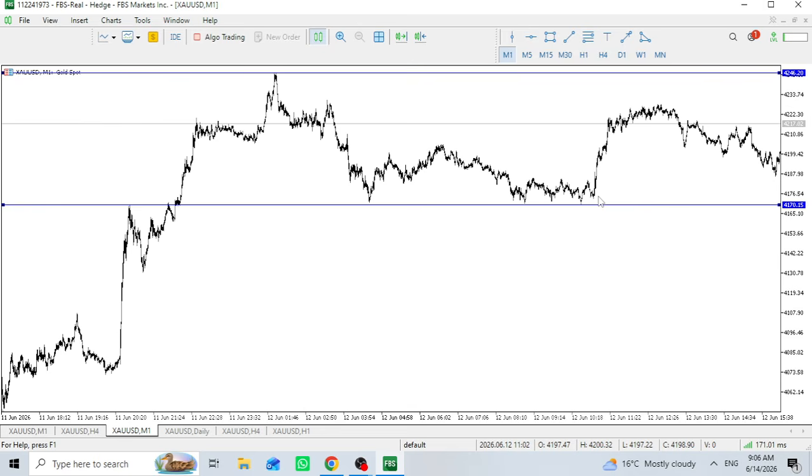Now let's go back to the introduction. We will learn that a bit later because this is a bit complicated for beginners. Now let's go to our chart.